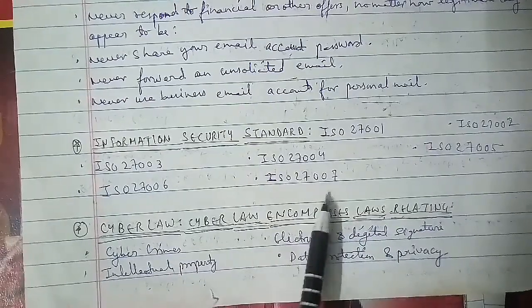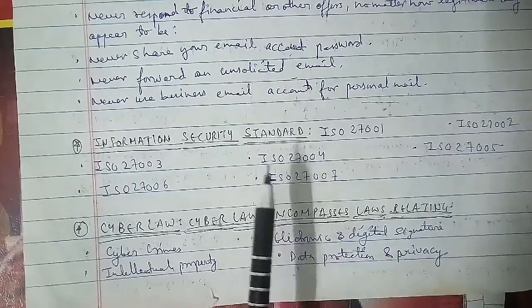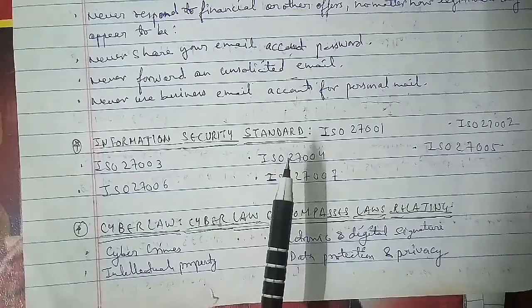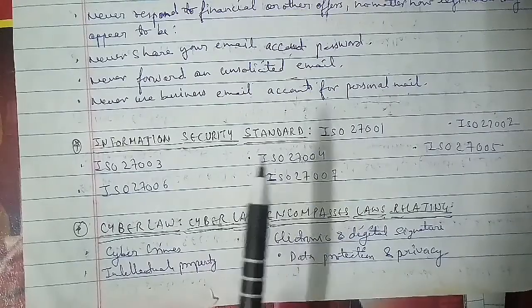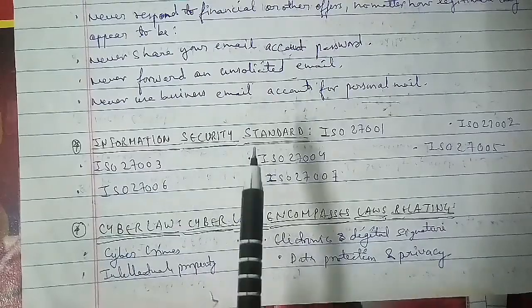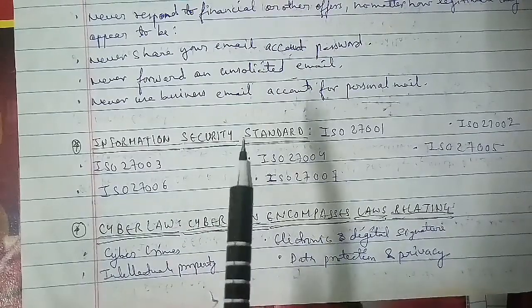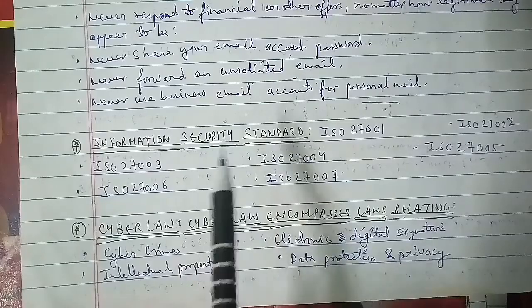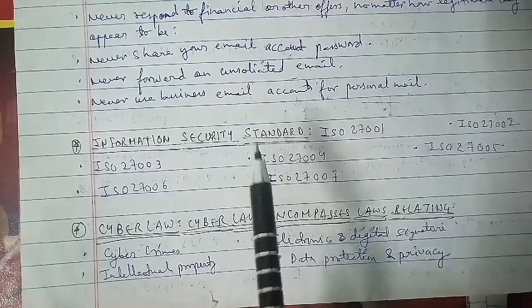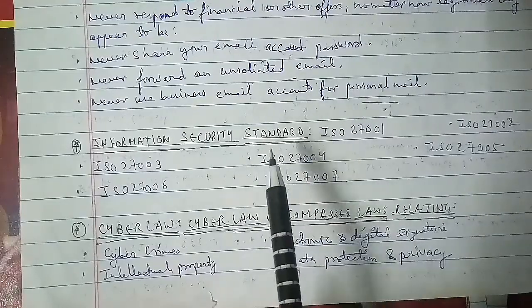In regard to this, this is the specification for an information security management system, an ISMS, which replaced the old BS 7799 standard. An ISMS is a framework of policies and procedures that includes all the legal, physical and technical controls involved in an organization's information risk management processes.